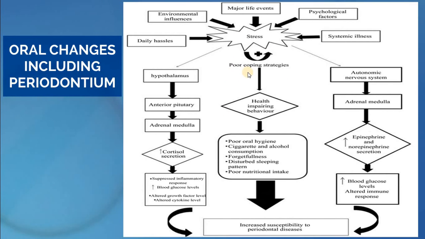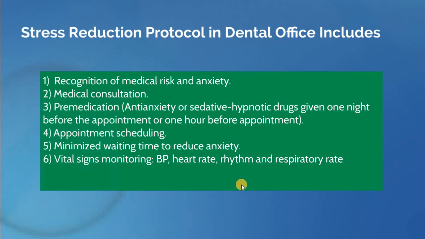Also, stress through poor coping strategies will lead to health-impairing behavior. This is one of the ways of psychosomatic disorders, and these are the behavioral disorders, including poor oral hygiene. When you feel sick and you are not sick, you just have stress, and you can't brush, you can't floss, and you don't have a mind to do good things because you feel unwell, or you consume cigarettes and alcohol, and you may face insomnia and poor nutritional intake, and this will, of course, increase susceptibility to periodontal disease.